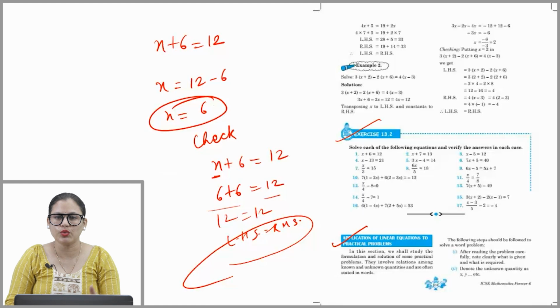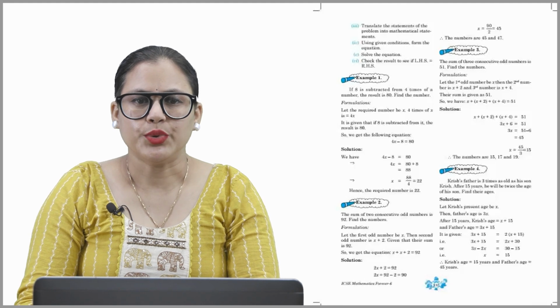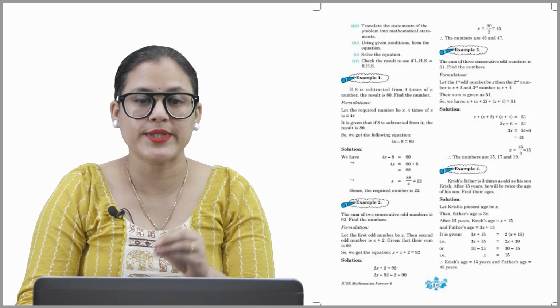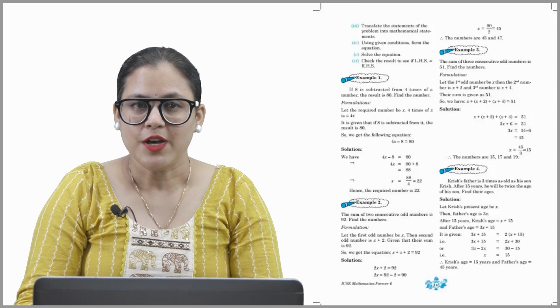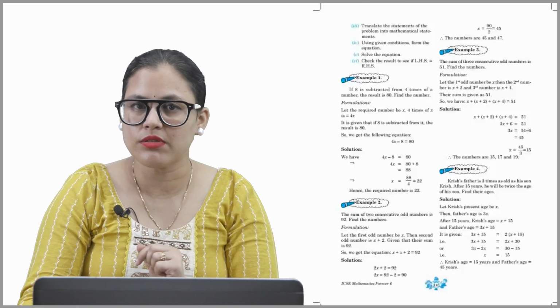2, denote the unknown quantity as x, y, z, a, b, c, etc. 3, translate the statement of the problem into mathematical statements. 4, using given conditions, form the equation. 5, solve the equation. 6, check the result to see if LHS is equal to RHS.